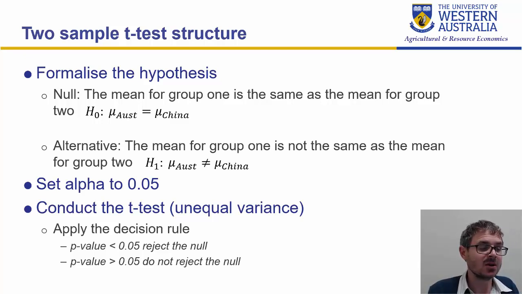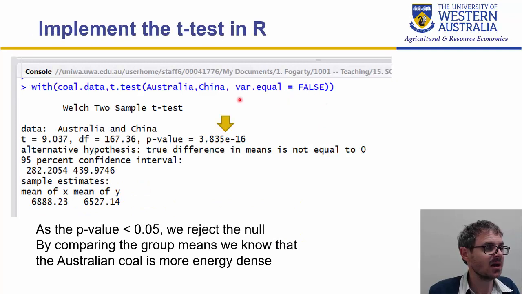Rest of this is the same setup. We have an alpha of 0.05, which is going to come into our p-value test, and then we conduct the t-test. So here we are in R, we know, with the dataset coal.data, apply the t-test, the name of the two columns of data, which are Australia and China, var.equal equal to false. And you can see here we get this very small p-value. So because we get this very small p-value, we would reject the null of equal means.